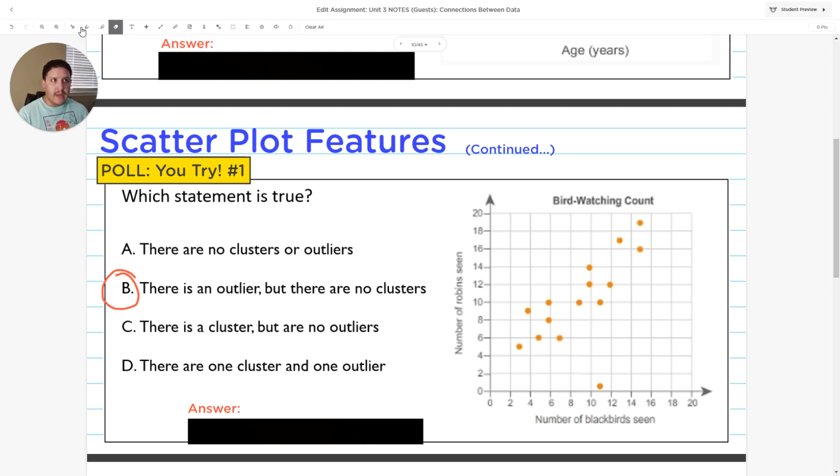However, we do see an outlier. You look at the bottom right there, it's very much away from the general trend of the data where the rest of the dots are. So we do have an outlier. Therefore, B is the only correct answer. There is an outlier, but there are no clusters.